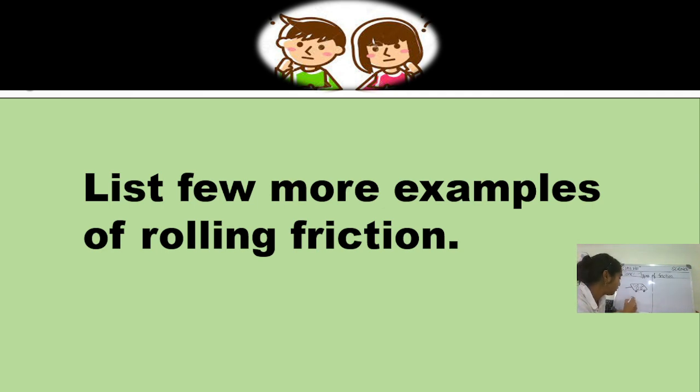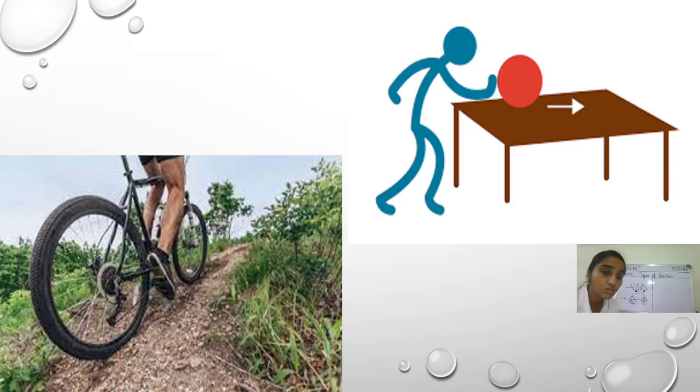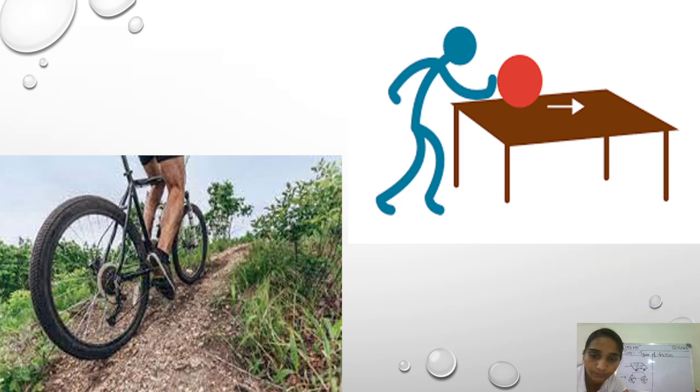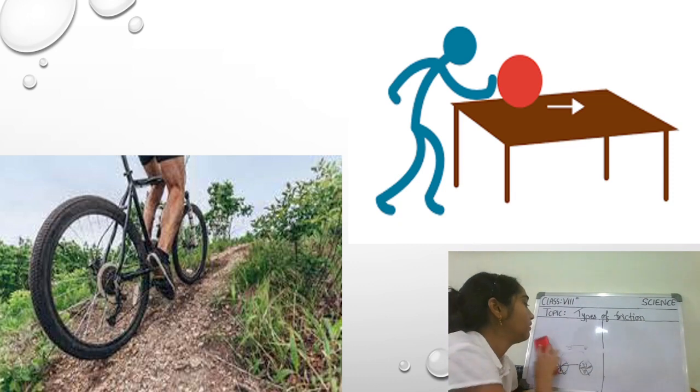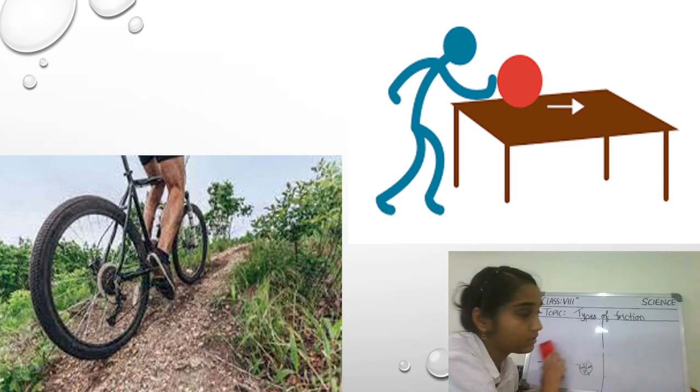Very good. And one you have already told me, the wheels in the vehicles. Very good. That is also an example of rolling friction. Or students, here also you can see in the bicycle how rolling friction is involved, because it is moving on rolls. The rolls are the wheels over here, right? Very good, good example.